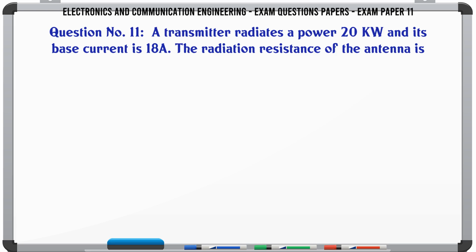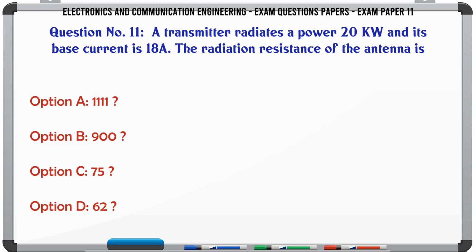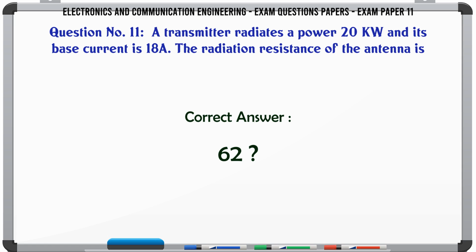A transmitter radiates a power of 20 kW and its base current is 18 A. The radiation resistance of the antenna is A 1111, B 900, C 75, D 62. The correct answer is 62.